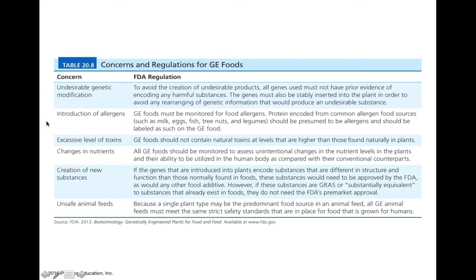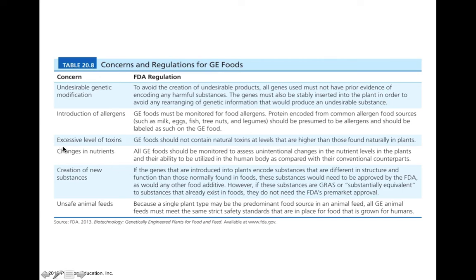We also have a concern of introduction of food allergens. And that's under the FDA regulation, such that GE foods must be monitored for those food allergens, and any protein that's encoded from common allergen sources, such as milk, eggs, fish, etc., should be presumed to be allergens and should be labeled as such on the GE food. So it should say on it, this may contain soy protein, even though it doesn't. Or this may contain XYZ protein, even though it's not actually a soy product. And we don't know necessarily if it does, but just as the option that it might cause an allergic reaction.